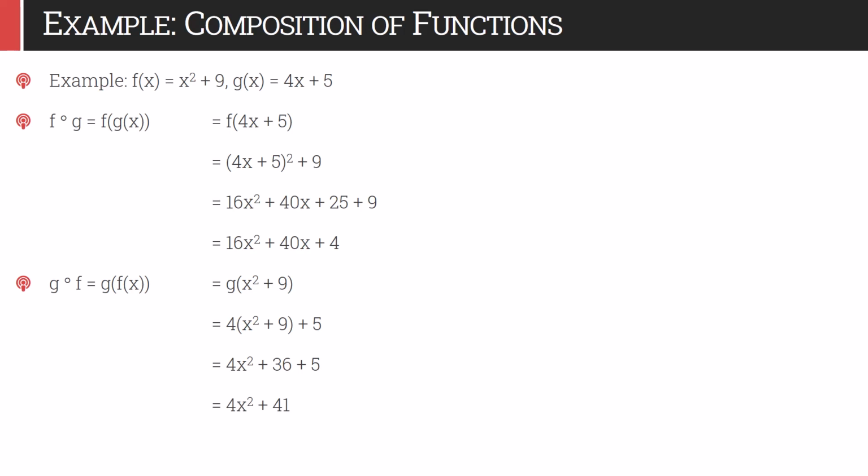Clear? So you can see the advantage of doing function composition. We just have to do 4x square plus 41 and both the functions will be applied, first f and then g. So f o g is not the same as g o f. Remember that both are different. You see, in the first case we have 16x square plus 40x plus 4. In the second case it's 4x square plus 41.